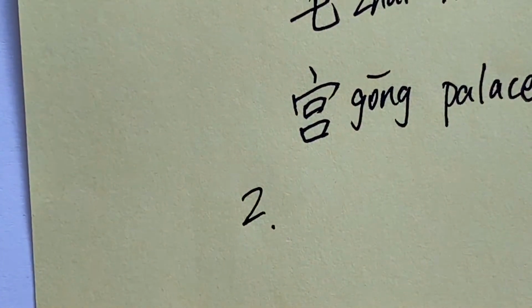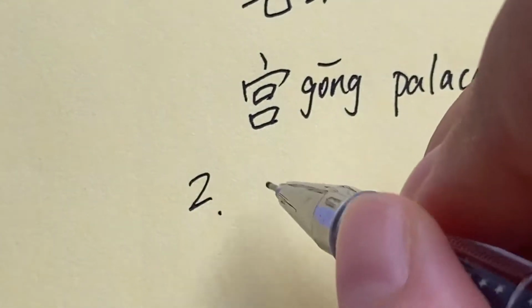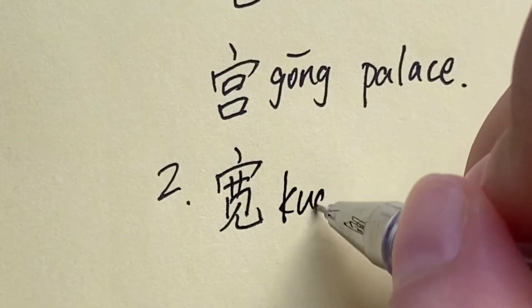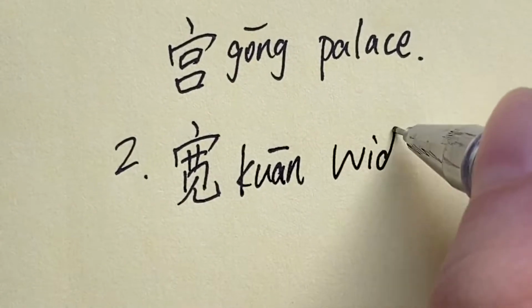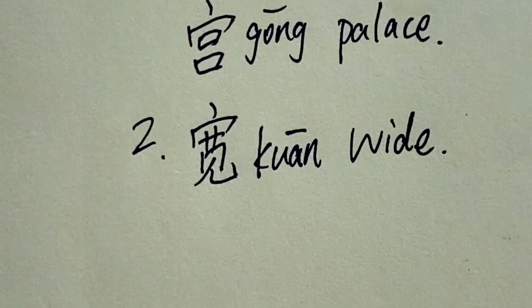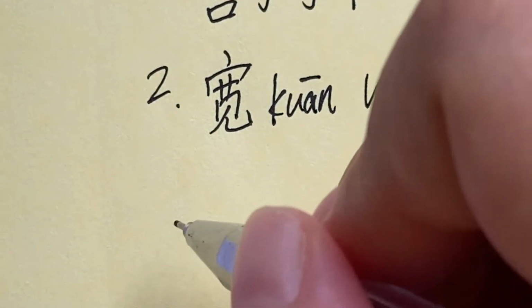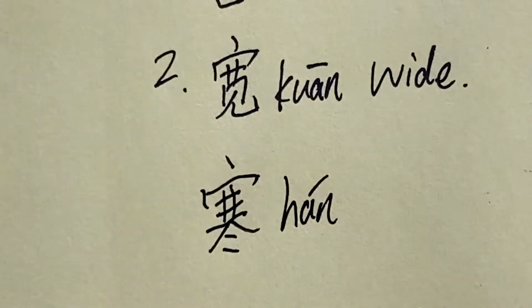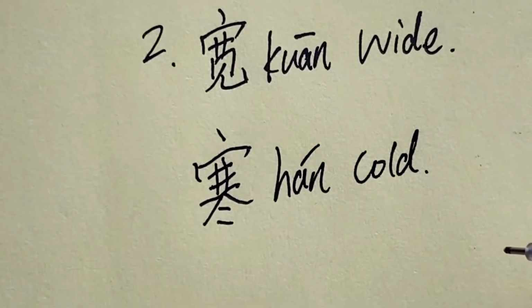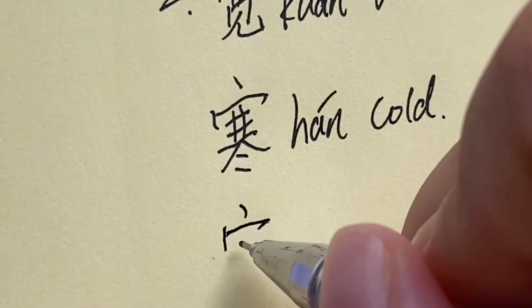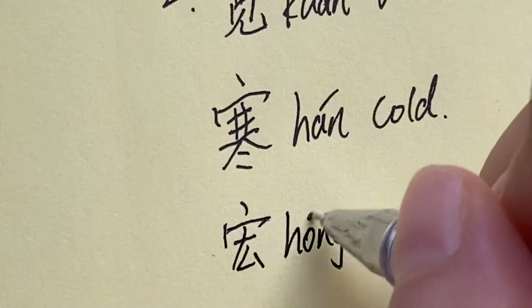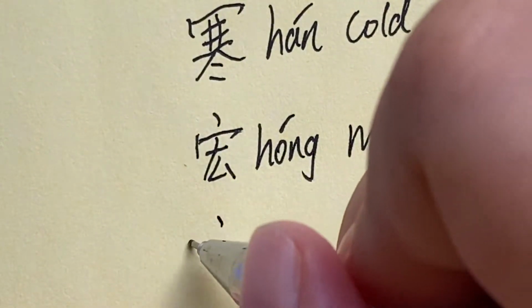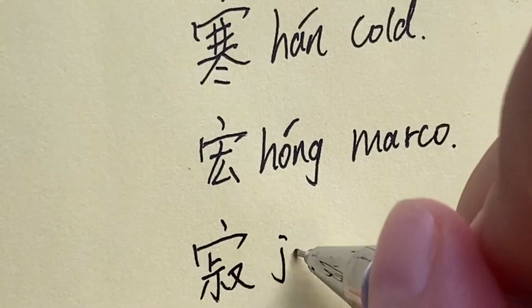The second one, adjectives related to house. For example, 宽 means wide. Next one, 寒, 寒冷 cold. 红, Marco. 记, silent.